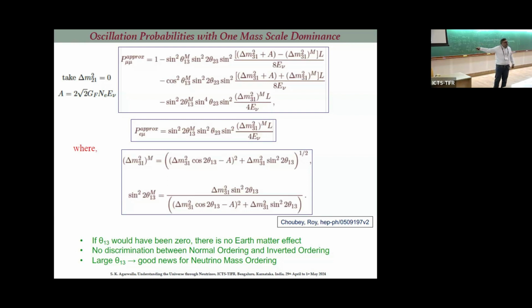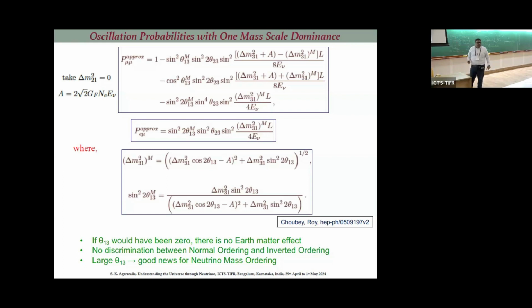Can you convince yourself? If theta 1,3 is 0, then this is 0. If this is 0, then this term is gone. Correct? Here, if theta 1,3 is 0, this delta m square 31 in matter is nothing but delta m square 31 minus A. You agree with me? This is gone, this is 1. So this is delta m square 31 minus A. Correct? Now if you plug that value there, this becomes 0, this becomes 0, right?